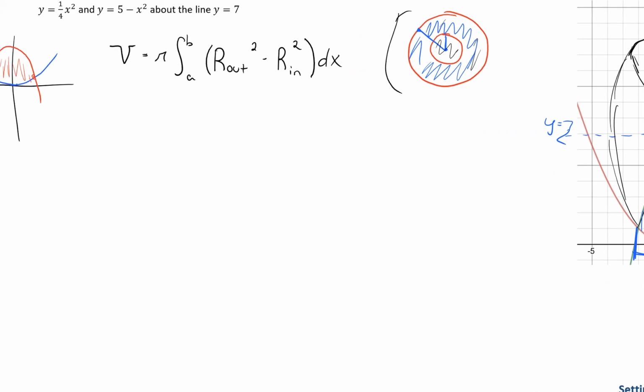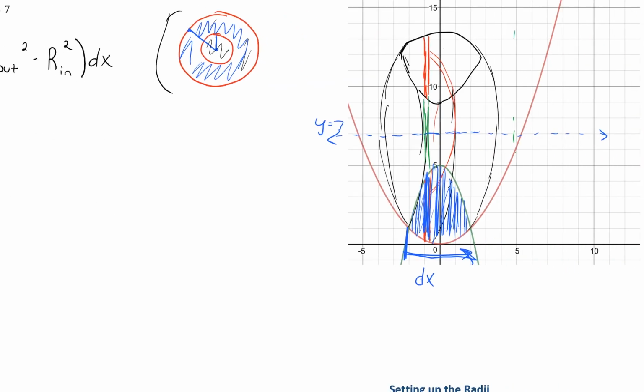So here's my general formula for my volume. I need to now set up my outer radius and inner radius. What are those? So radius outer is equal to, radius inner is equal to.